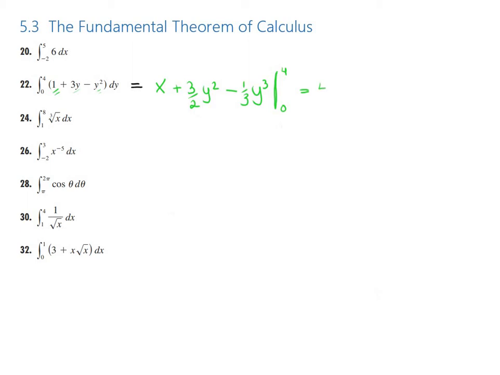So 4 plugged in would be 4 plus 3 halves 4 squared minus 1/3 4 cubed. And that was just plugging in 4. And we still need to do minus plugging in 0. Normally that would create 3 more terms, and I'd have to be careful to do minus all 3 terms.